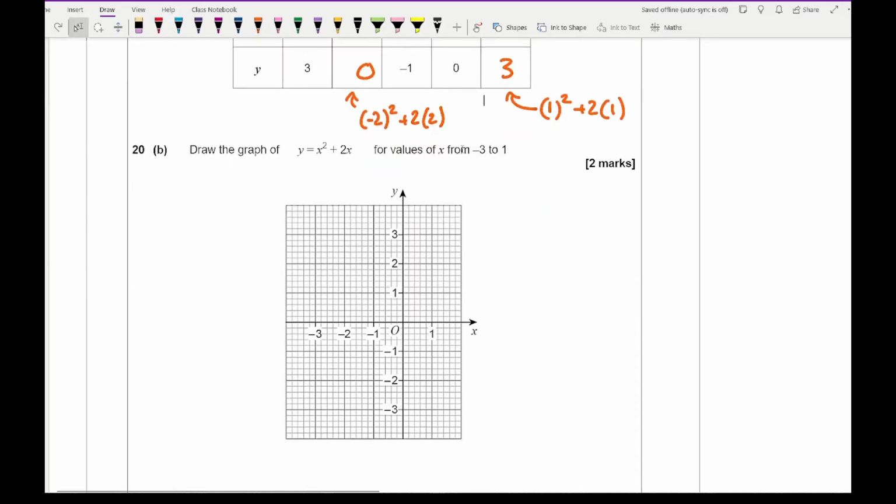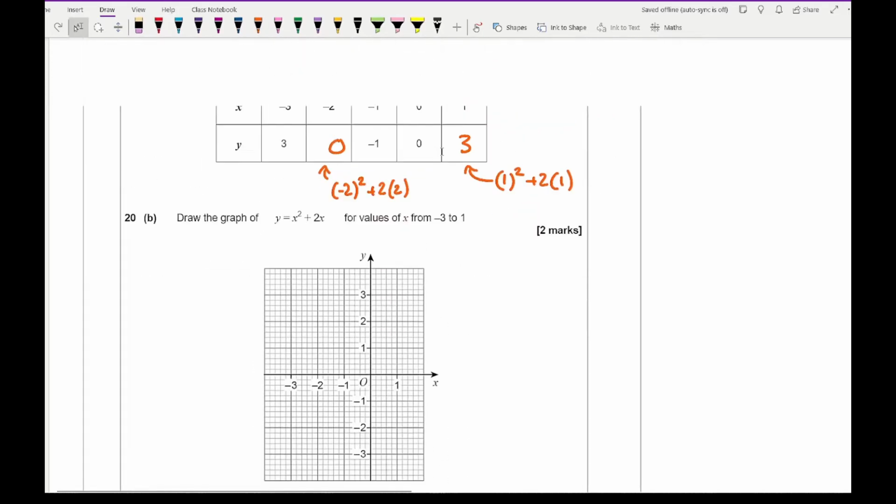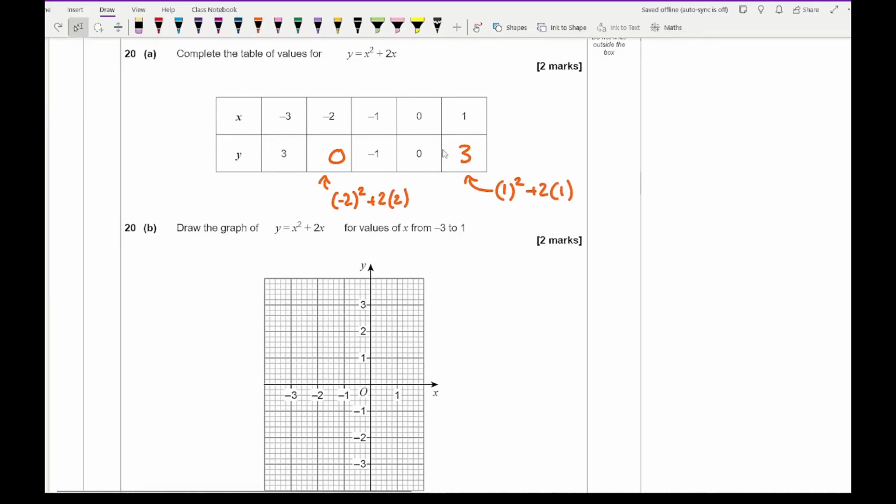For B, it then says just to plot those coordinates. So if I just zoom out so we can see everything on the screen. At minus 3, it's at 3. At minus 2, it's at 0. At minus 1, it's at minus 1. At 0, it's at 0. And at 1, it's at 3. So all that's left for me to do is simply join those points up.